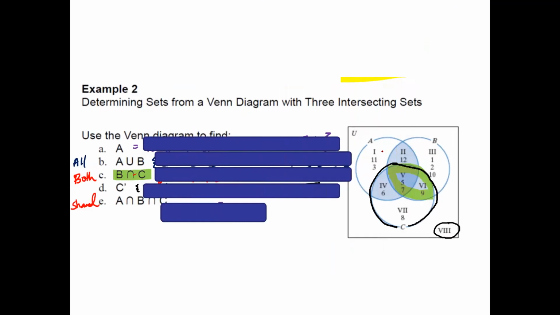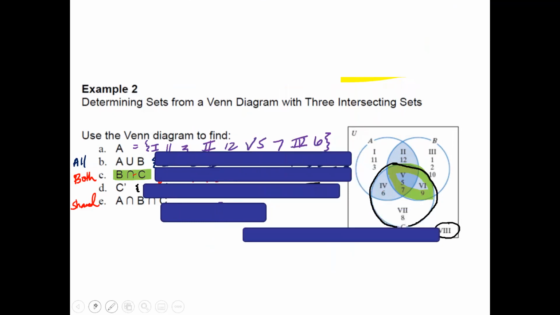So if you look at A right here, A would include I, 11, 3, 2, 12, 5, Roman numeral V, I should say, 5, 7, Roman numeral IV, and 6. So those are all the numbers that are inside A. When you're looking at A union B, you're looking at all of the numbers that are inside A and all of the numbers that are inside B. So it's going to be a pretty extensive list because it is a union.